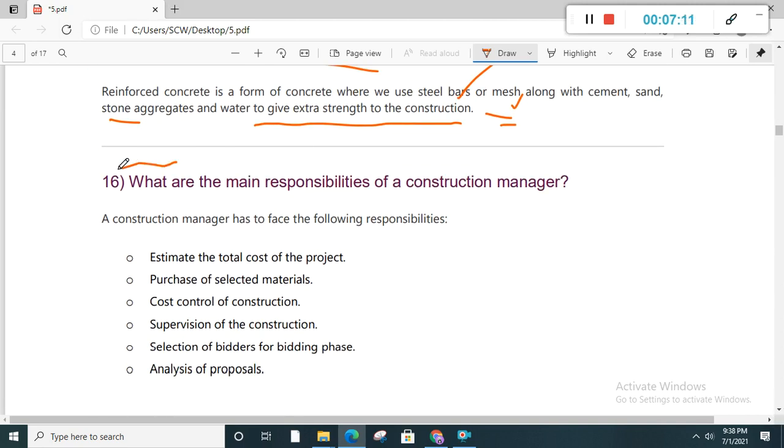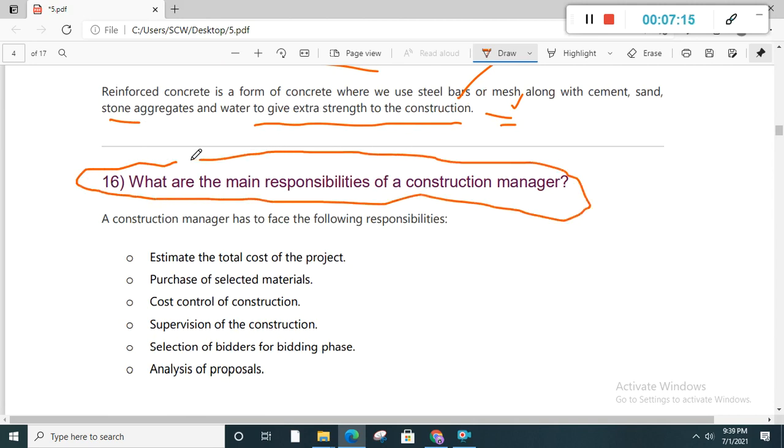Okay, next is a very practical question. This question is very important. It is coming from construction management. What is the main responsibility of a construction manager? If you become a construction manager, what are your responsibilities? Along with that you have to see some important questions like what is the role of executive engineer, what is the role of superintendent engineer, or what is the role of chief engineer, or what is the role of assistant engineer.